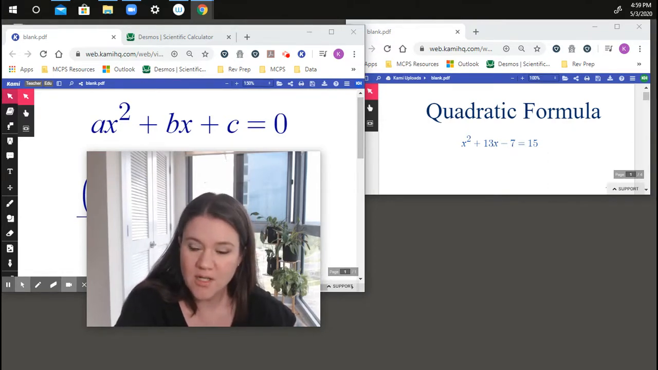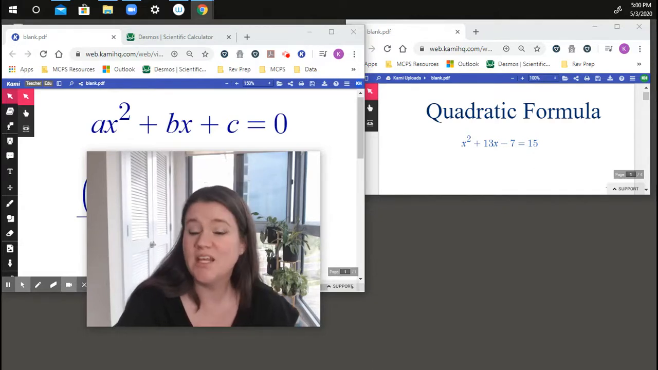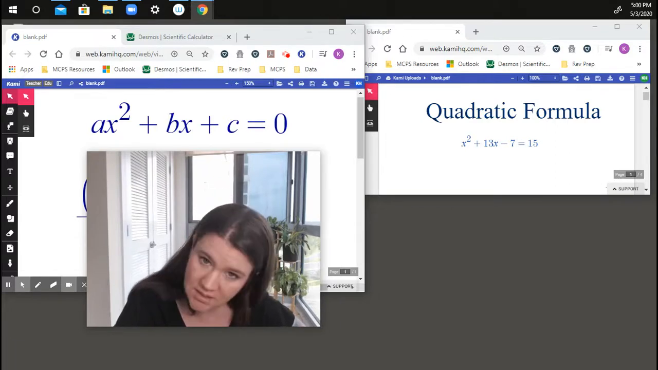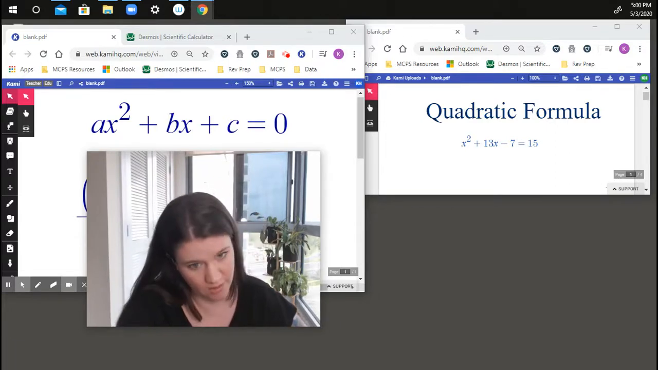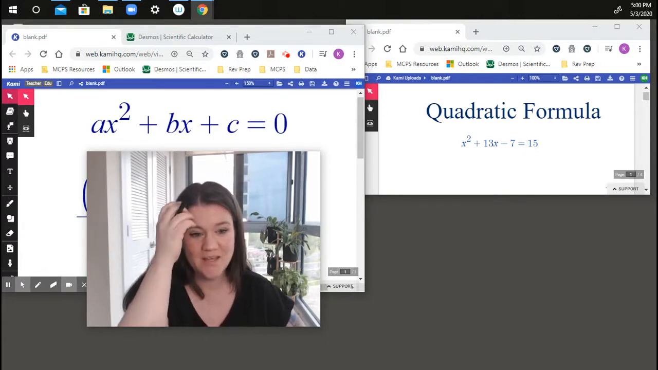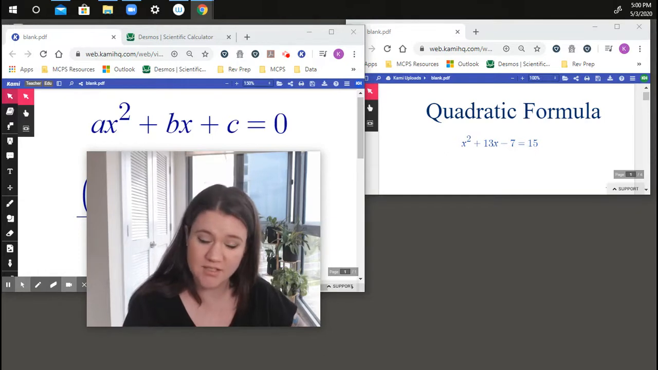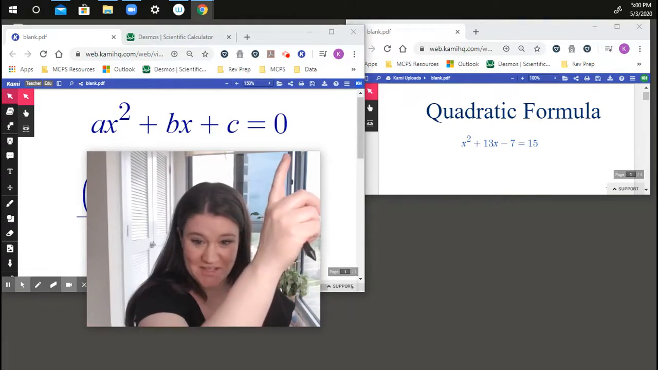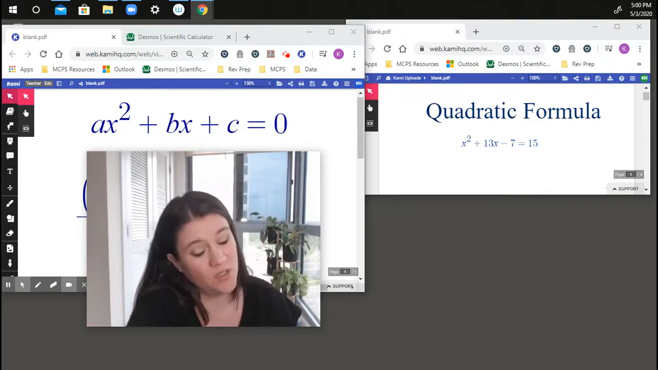Now, the quadratic formula, I'm going to tell you before you see it, my face is covering it right now, is intimidating looking. But we're going to break it down so you know what the parts mean, and we'll learn how to plug in. Okay, so what you see just above me is our standard form. Ax squared plus bx plus c equals 0. It being equal to 0 is very important.